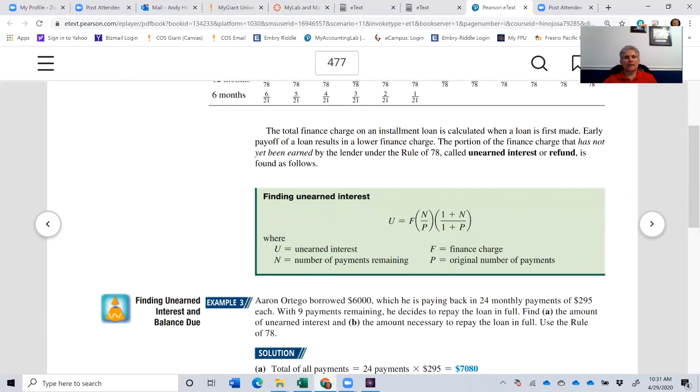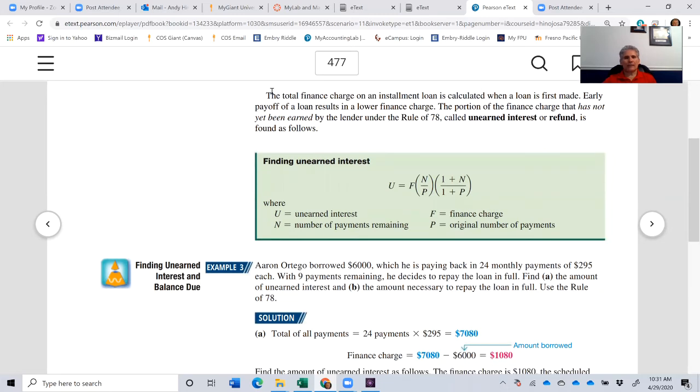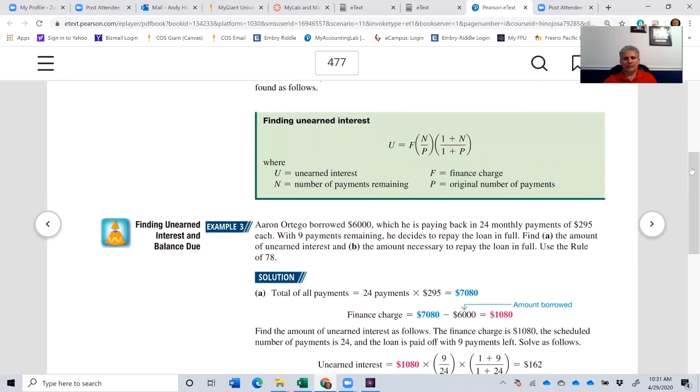Now, another formula we can use for finding the unearned interest: the unearned interest, U, is equal to F, the finance charge, multiplied by N over P, where N is the number of remaining payments and P is the total number of payments, multiplied by 1 plus N divided by 1 plus P. Just memorize the formula, or you don't even have to memorize it. It's a lookup.